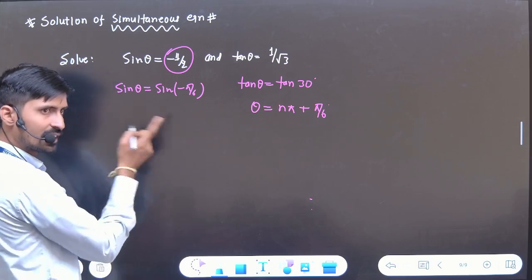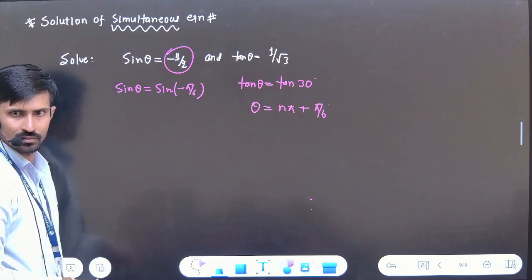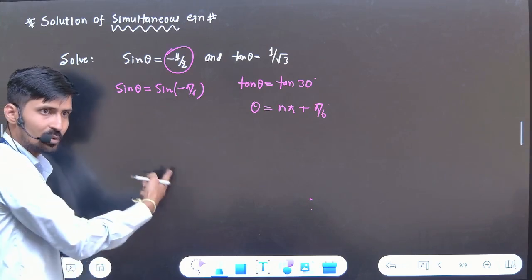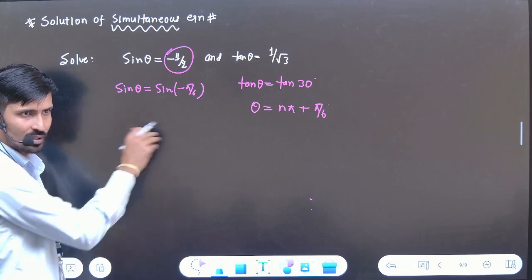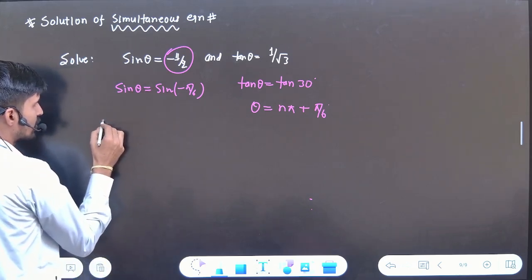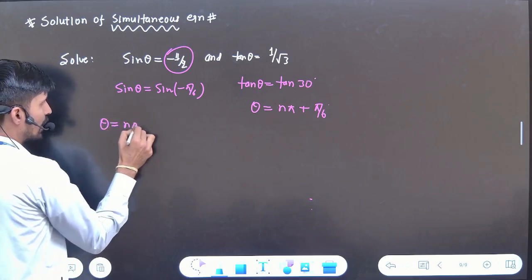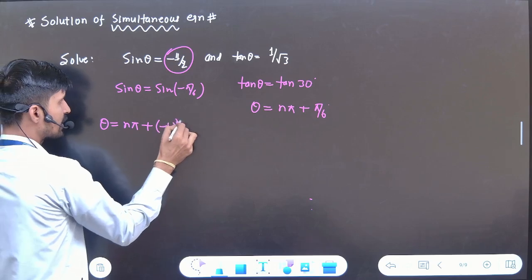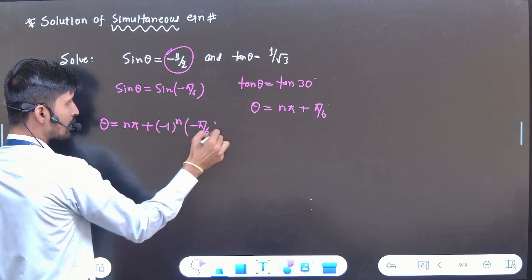Now see here, these steps are directly coming from type 1. What will be the new thing in this type that you have to learn? These are all directly coming from the theory of inverse trigonometry. So here we write theta is equal to n pi plus minus 1 raised to n into minus pi by 6.